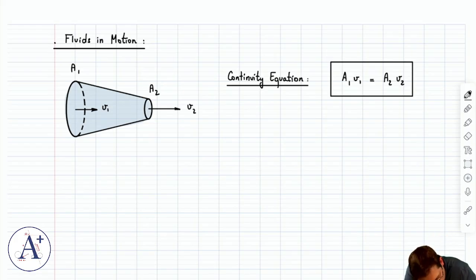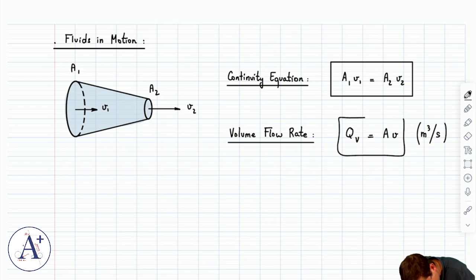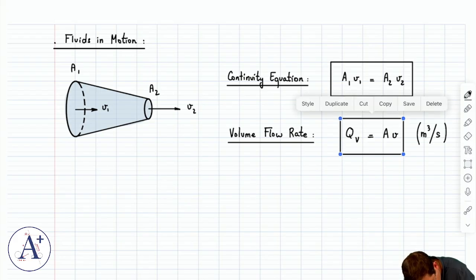Now, while we're talking about continuity, I'm going to add another definition here. It's going to be called the volume flow rate. Now, the volume flow rate, typically denoted by Q sub V, is A times V, and that's in meters cubed per second. So it's how much water enters or exits every second.